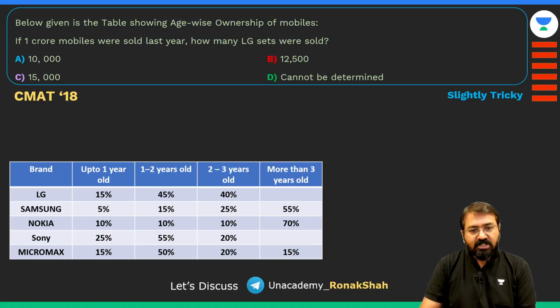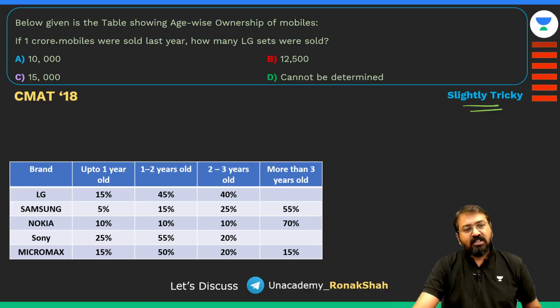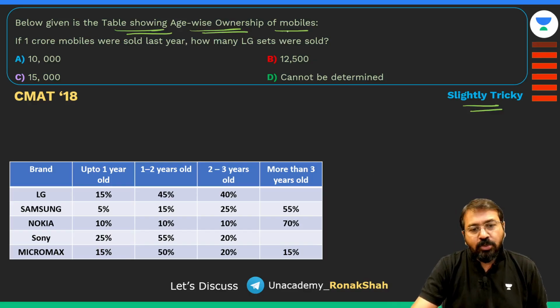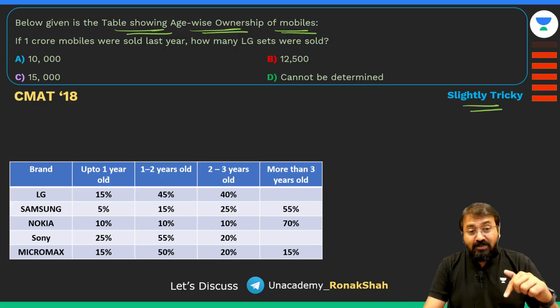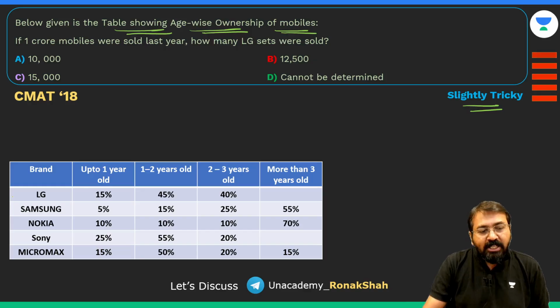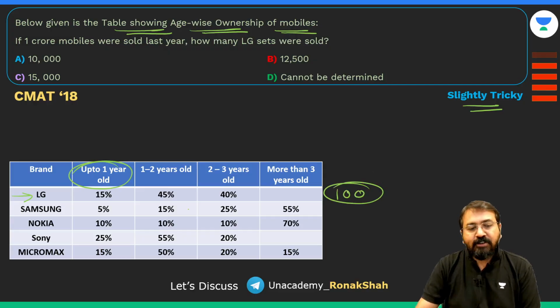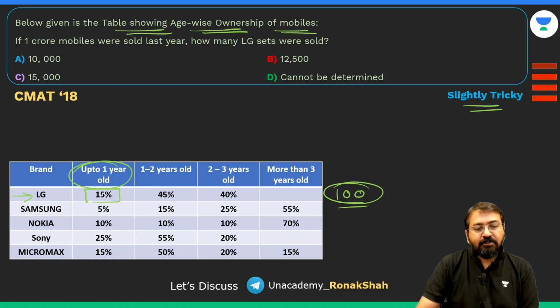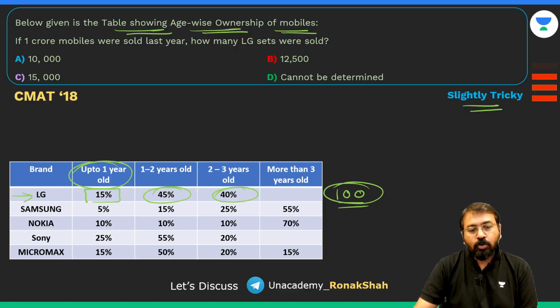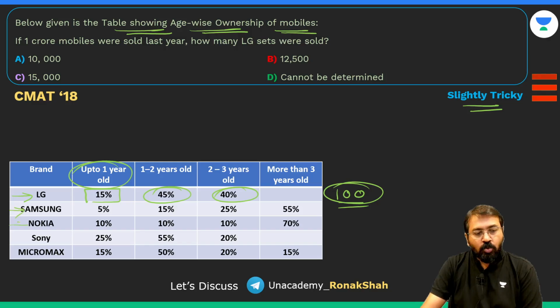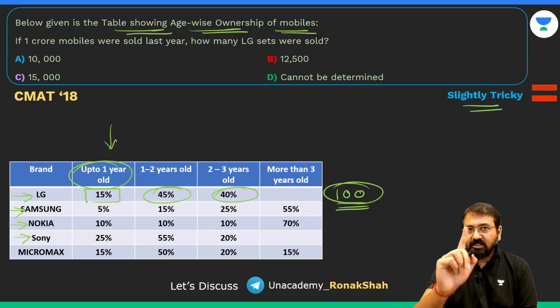Okay, similarly, one more question, and this is a slightly tricky question. Below given is a table showing age-wise ownership of mobile phones. So how many mobile phones of LG were up to 1 year old? Out of a total 100 phones of LG, 15% were 1 year old. So that means 15 mobiles were 1 year old. Then 1 to 2 years old 45, and this is 40. If you check, this will come out to be 100%, right? Similarly for Samsung, Nokia, and so on and so forth. So guys, here the percentage values will not add up to 100 vertically, they will add up to 100 horizontally, right? So this is what you have to understand.